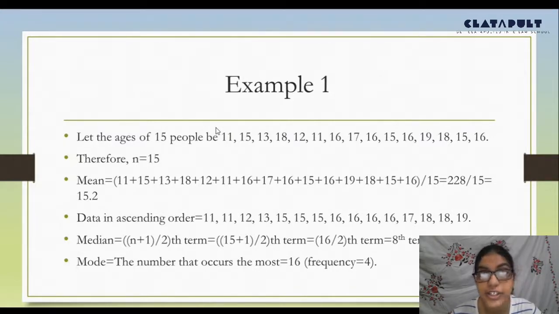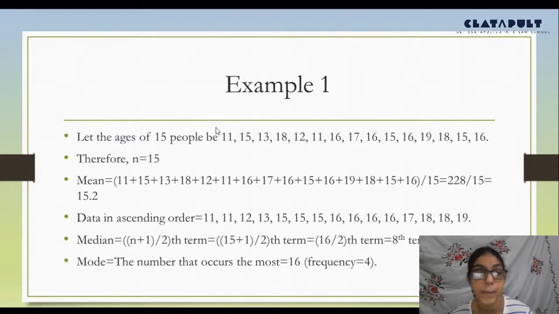This is again a calculation based problem. However, we use the sum of all values divided by the total number of values formula to reach the result for mean. Then we arrange the data. Here I've arranged it in ascending order. However, you can go ahead and arrange it in descending order if that is something you're more comfortable with. Whichever one is your preference.